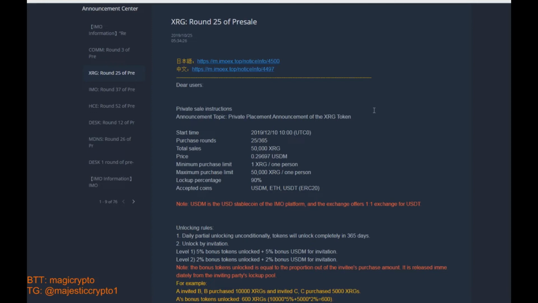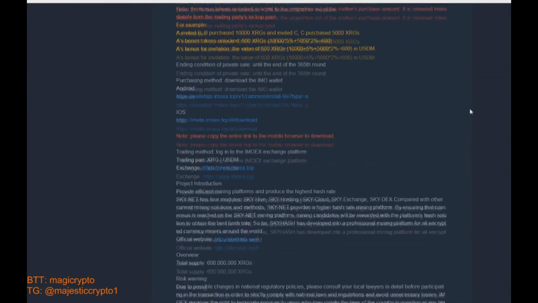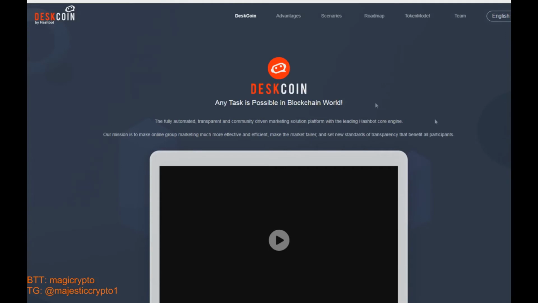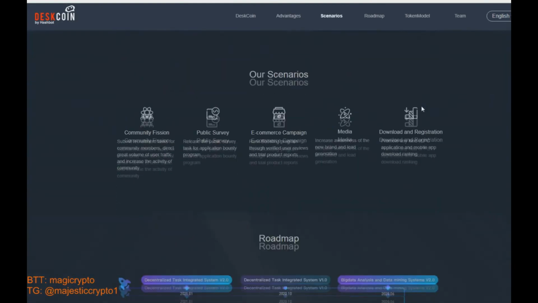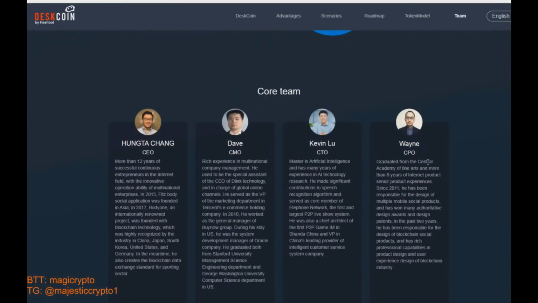And the next is Descoin. It is a fully automated, transparent and community-driven marketing solution platform with the leading Hashbot core engine. Their mission is to make online group marketing much more effective and efficient, make the market fairer and set new standards of transparency that benefit all participants.